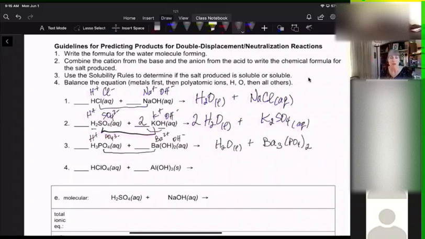In this next one, we can use the crossover method to form our neutral salt. And when we look up that salt, we find that phosphates are solid. And then we need to balance.